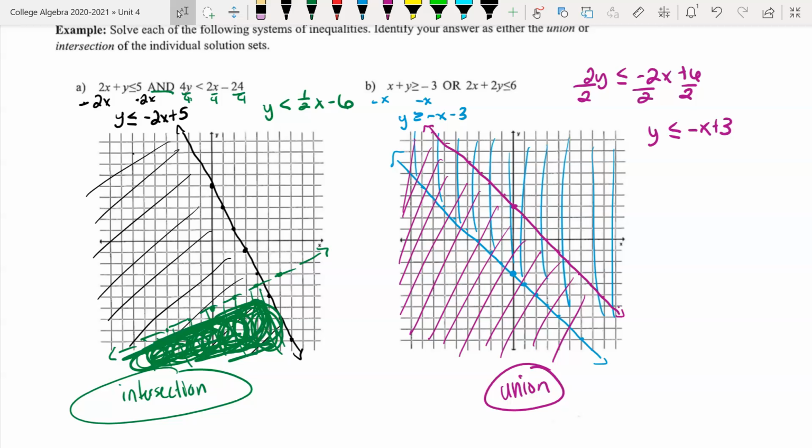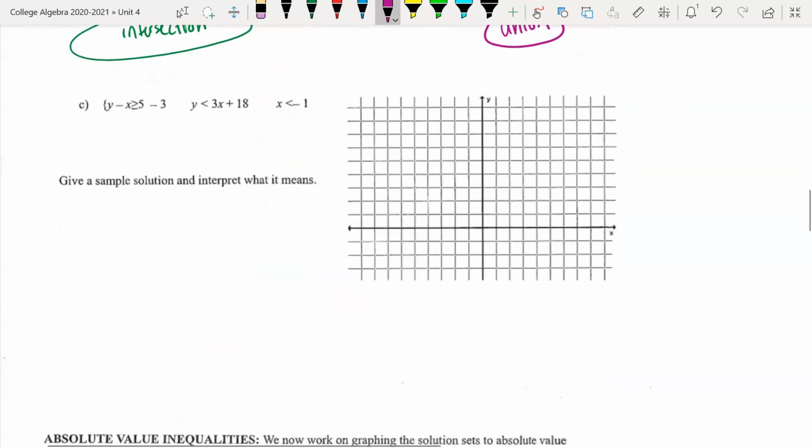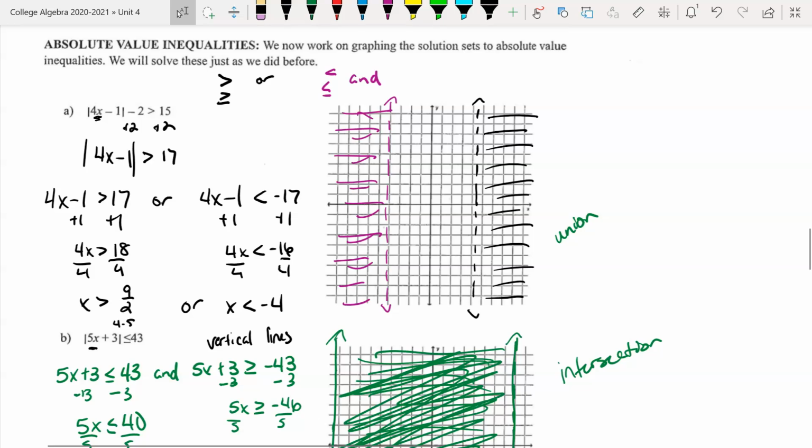It's a solid line. And on the next one, I have 2x plus 2y is less than or equal to 6. I subtracted my 2x and I divided by 2. Again, my slope is negative 1, but this time I started at a positive 3. So now I would shade below on the purple line, above on the blue line, and it says it's an or, so on the Hawks I would just select union. A union means I would use anything that satisfies at least one of the inequalities. So on this one it's going to end up being the whole graph, but it just kind of depends on the problem. We're going to skip C, and we're going to do absolute value ones.